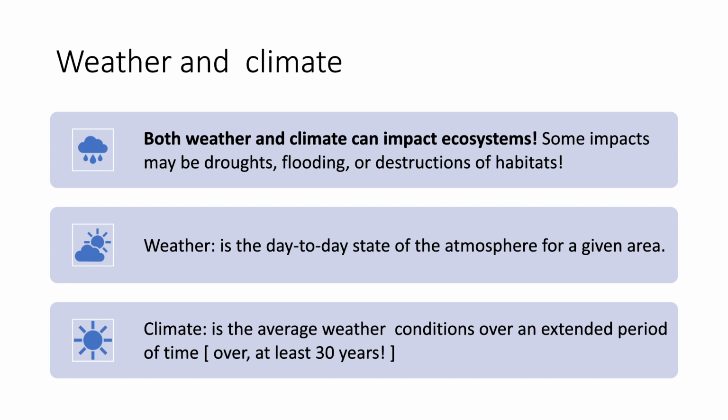Both weather and climate can impact ecosystems. Some impacts may be drought, flooding, or destruction of habitats. Weather is the day-to-day state of the atmosphere for a given area. Climate is the average weather conditions over an extended period of time, at least 30 years.